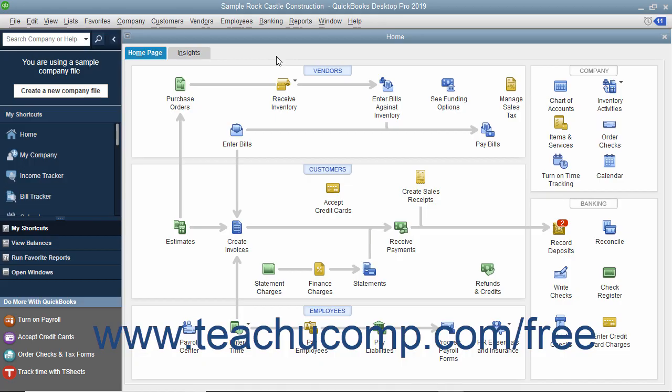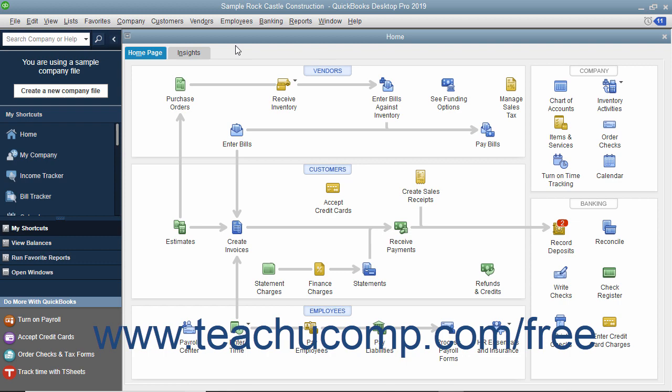www.teachucomp.com/free. Although you do not have to be fluent in accounting terminology to understand QuickBooks, it is necessary to have a basic understanding of some accounting concepts before entering information into the program. The first concept to discuss is the chart of accounts. A chart of accounts is a listing of all the accounts used within your company file.